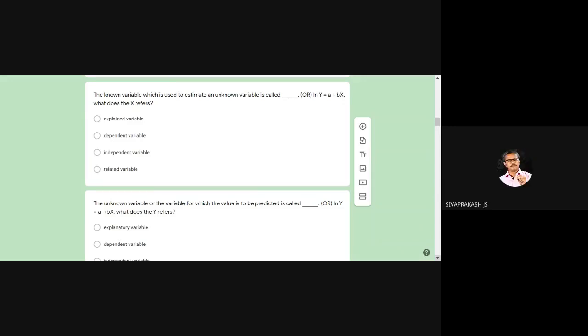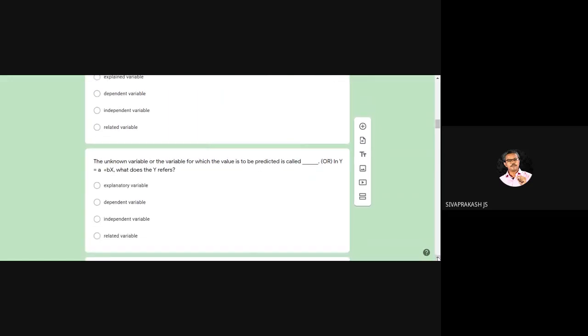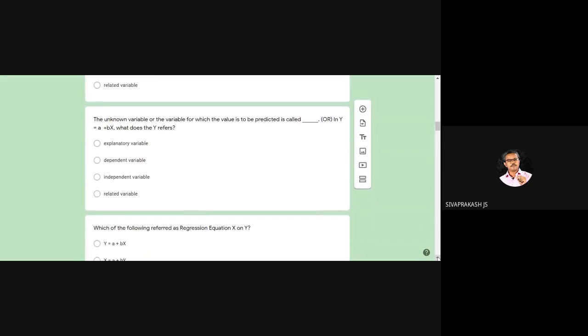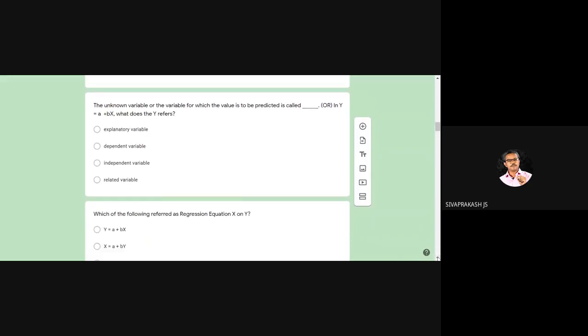Next question பார்த்தா இன்னும் கொஞ்சம் clarity கிடைக்கும். The unknown variable or the variable for which the value is to be predicted is called. So here y is equal to independent variable. Sorry. I think I have changed. I have made it wrong. First question x refers to independent variable. What you said is right. Y refers to dependent variable.